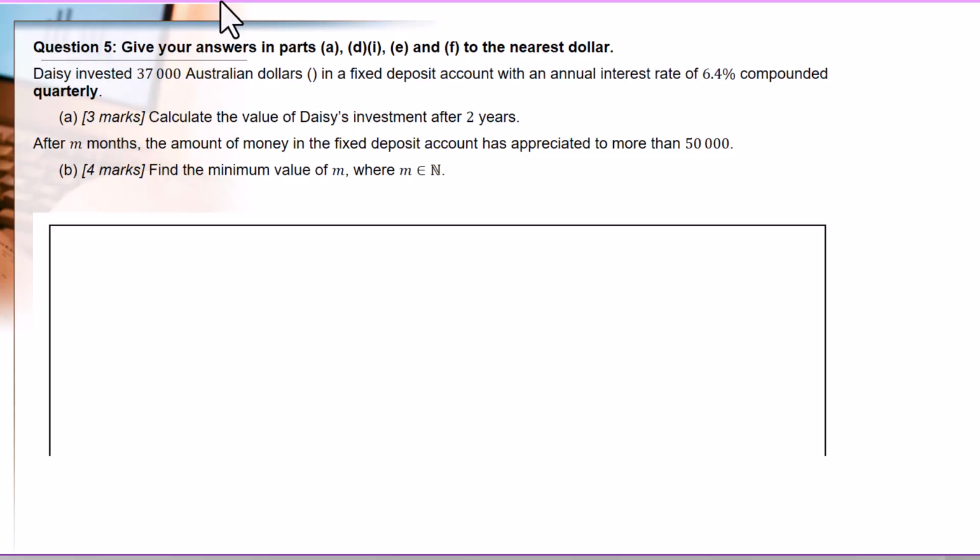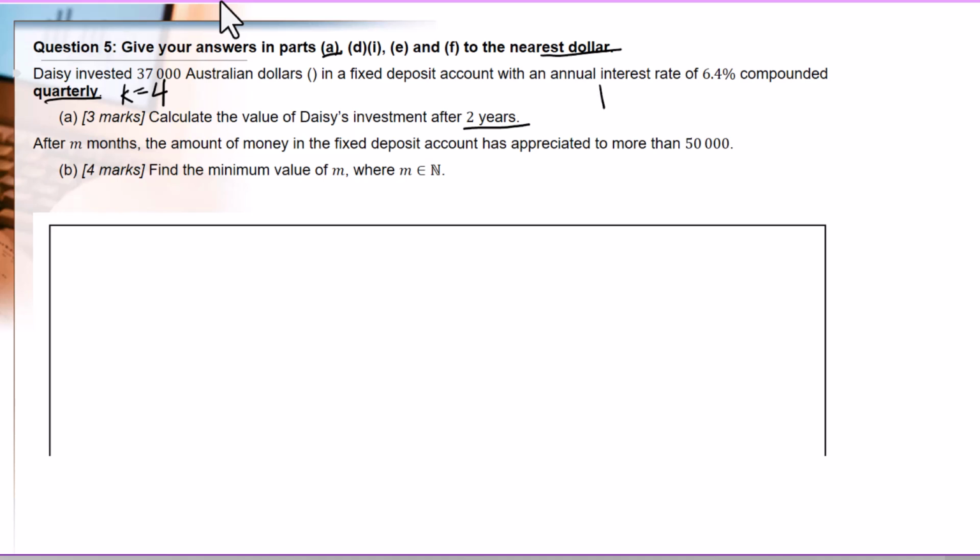Question 5. Give your answers in parts A, D1, E, and F to the nearest dollars. Daisy invested 37,000 Australian dollars in a fixed deposit account with an annual interest rate 6.4% compounded quarterly, which means K equals 4. Calculate the value of Daisy's investment after 2 years.